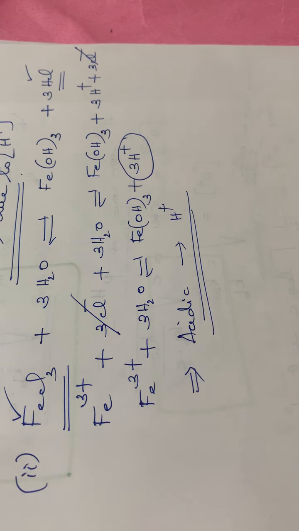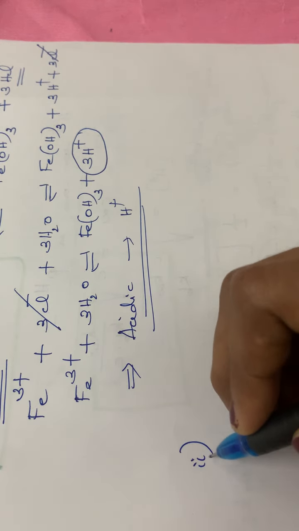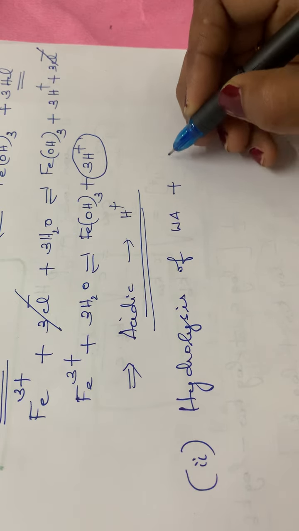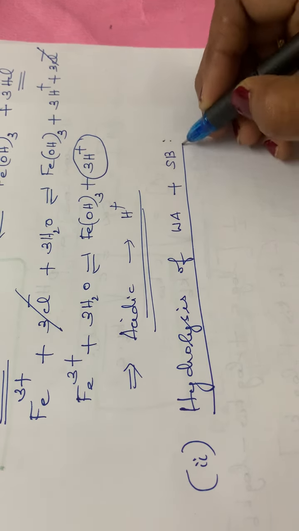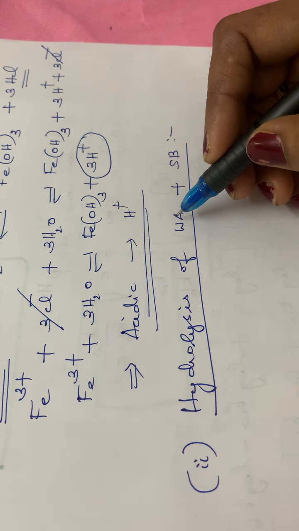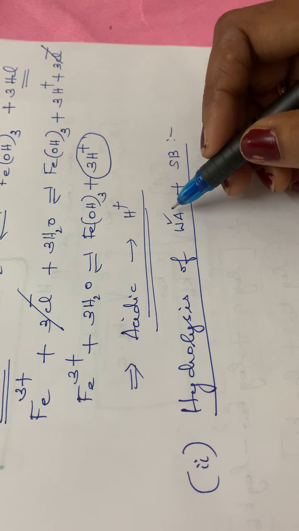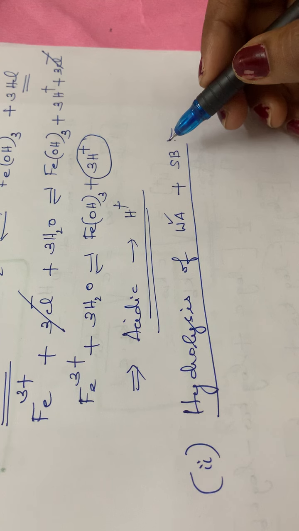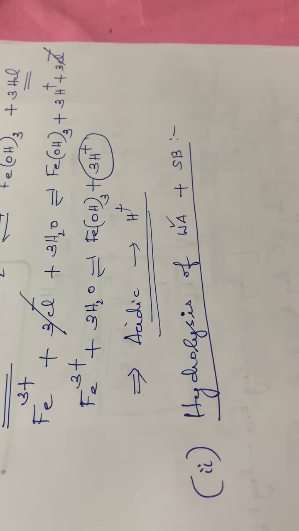Hope you are clear with the first group of salt hydrolysis, that is, hydrolysis of salt of strong acid and weak base. Then the next one, the second one, is the hydrolysis of a salt of weak acid and strong base. Here also all the steps are the same. The only difference comes in whether it is a weak acid or a strong acid, or a weak base or a strong base. There comes the difference. The steps are all the same.